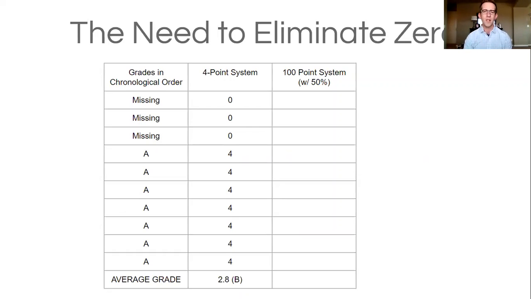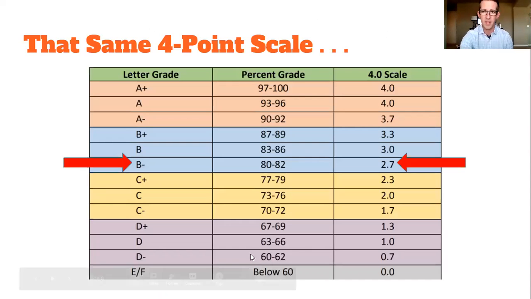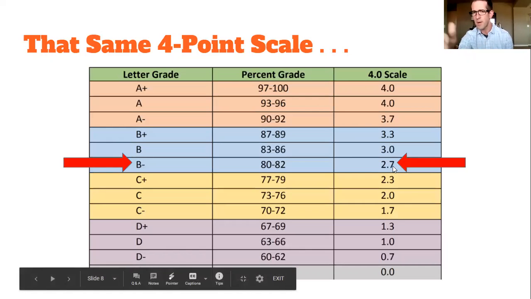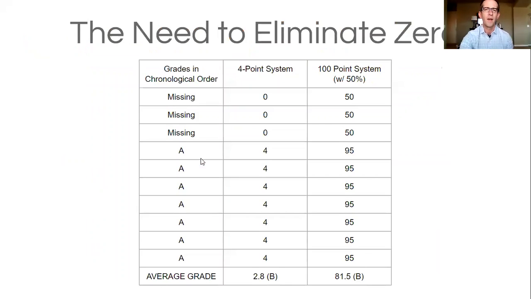But let's use the 4-point scale for a second, where we put in zeros for those first 3 assignments that we're missing. And then we give 4 points for the 7 assignments that were all there. 7 assignments, 4 points each, it's 28 points. We divide by the 10 overall assignments and we get this 2.8, right? And that 2.8 is going to convert to a B on this GPA scale, right? So we're just above that 2.7 there. It's going to be a B minus. So it's going to be a B, right? Now, if we convert that then to a 100-point system using 50%, we're going to get that exact same result.